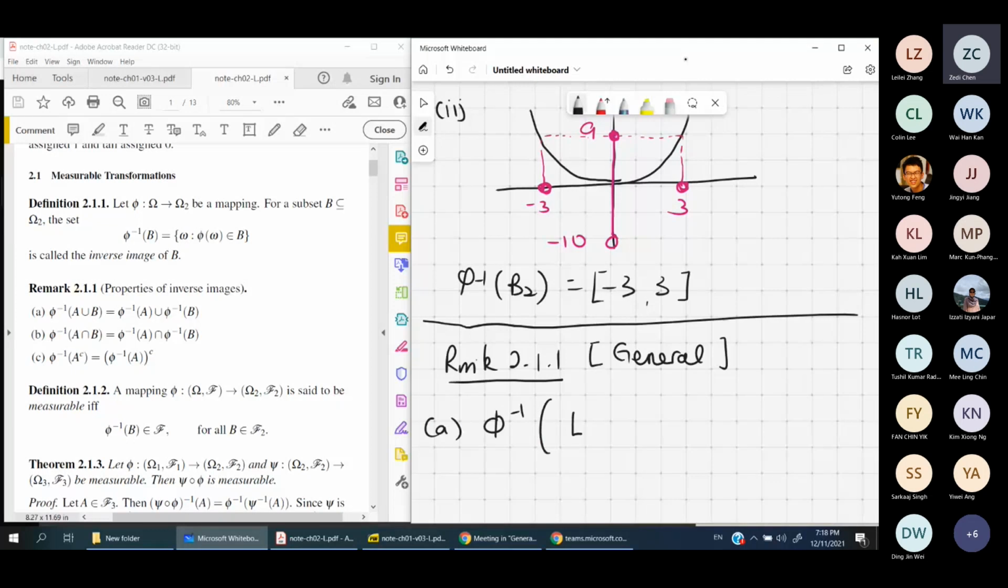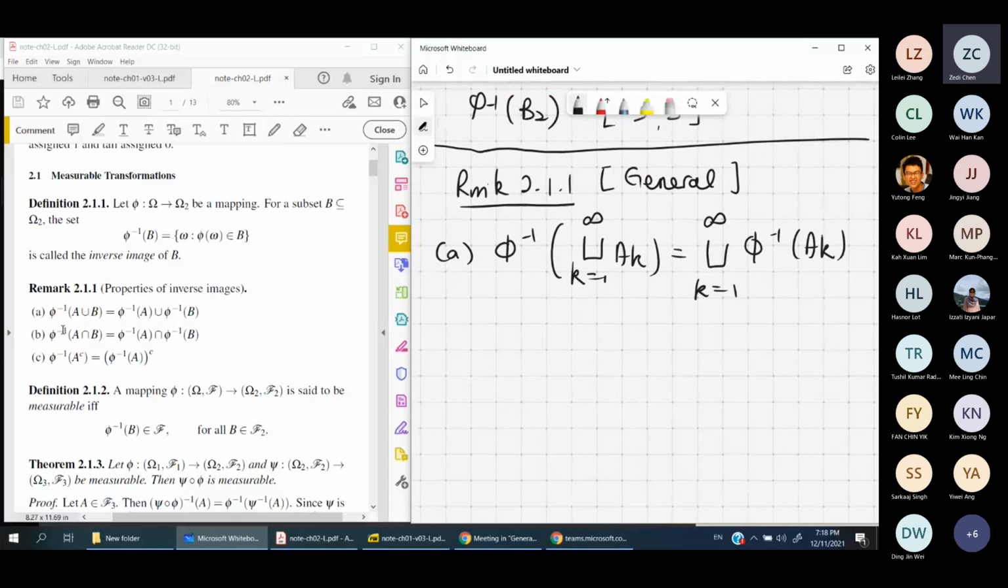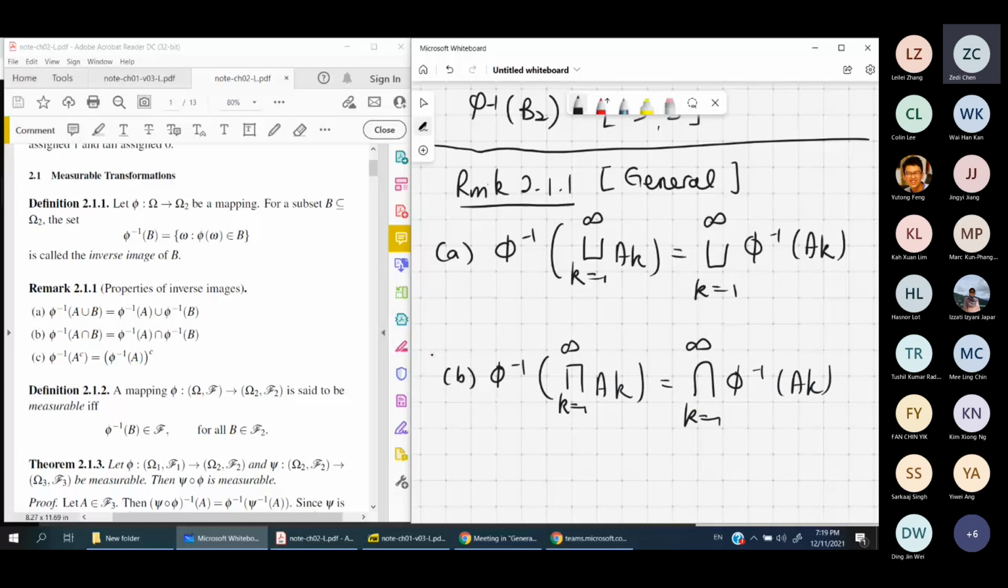So if you take the union up to infinity, you can actually use the process of mathematical induction. You can take it out, so that will be this. Likewise, we can have a similar formula for the intersection case. I'm not going to verify this, however, this is quite straightforward.